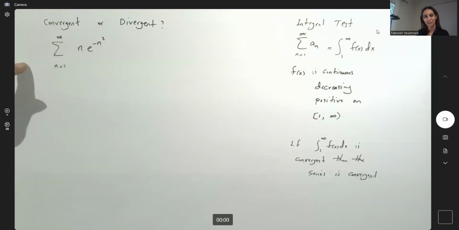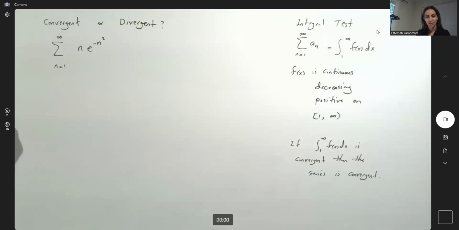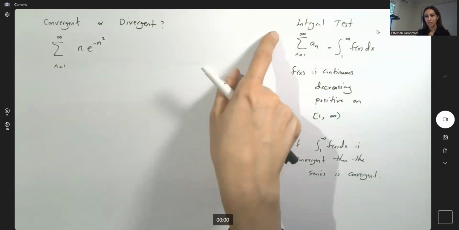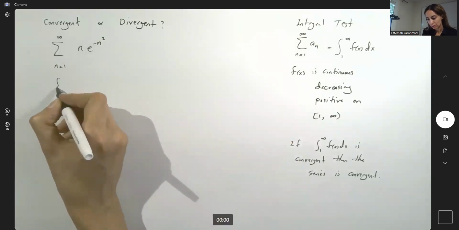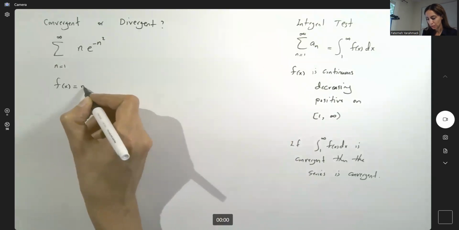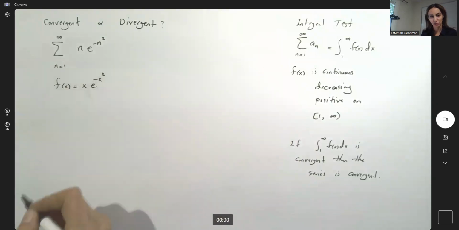Let's take a look at an example for integral test. Here you have a series which is n times e to the power negative n squared. Let's try to see if we can apply integral test for this function or not. So the function that you see is f of x equals x e to the power negative x squared.